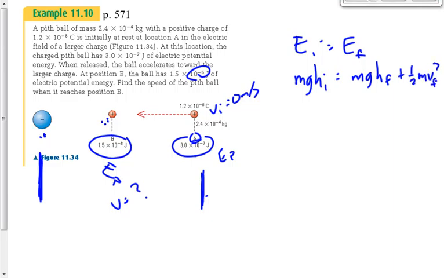Now, because we're dealing with an electric charge here, this pith ball that has a charge, instead of a mass that's going down a hill, we're going to replace mgh with qV. We're going to replace mghf with qVf. And then we're going to sub in numbers and try to solve for vf, the final speed.